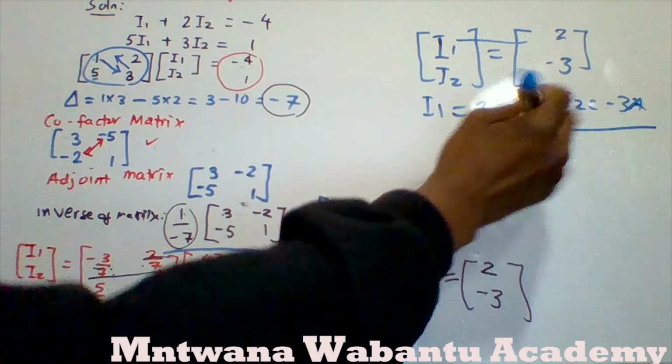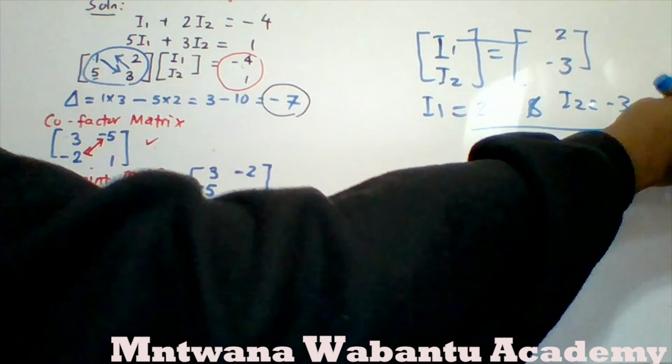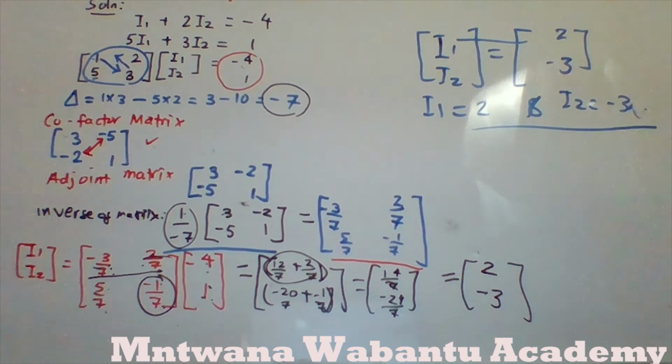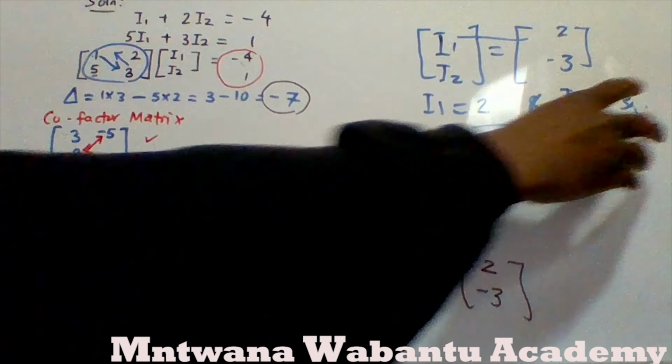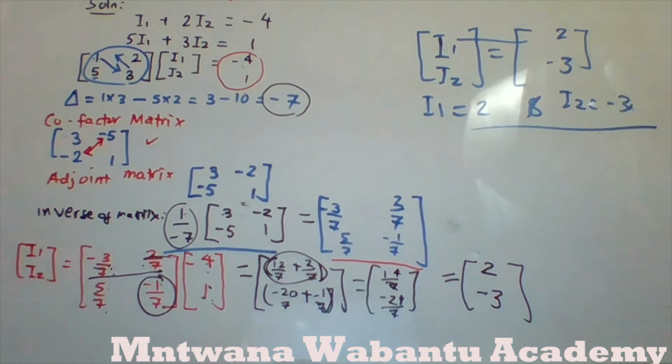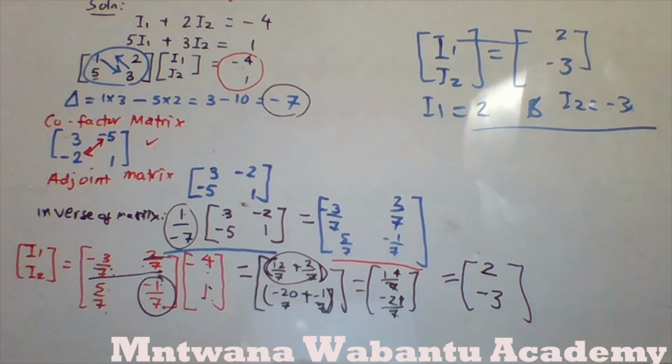Probably this means opposite direction, but I can say negative. You know what I'm saying? But yeah, that's our final answer. In real life, if it's negative ampere, it means the current is going in a different direction. So that's how you solve this question.